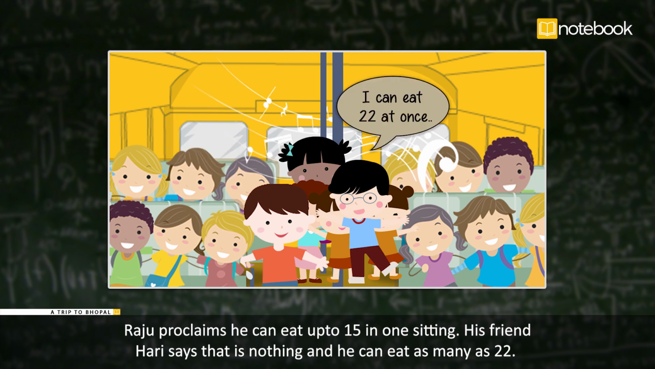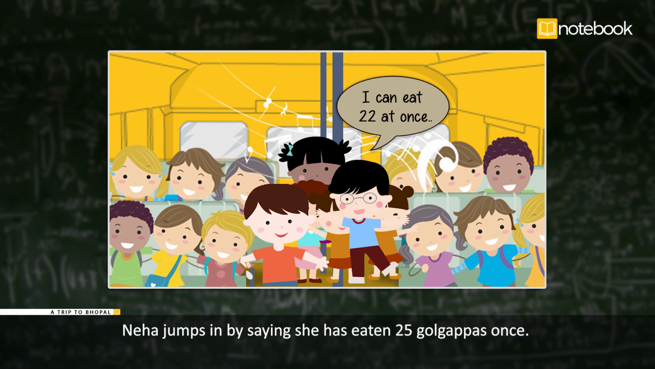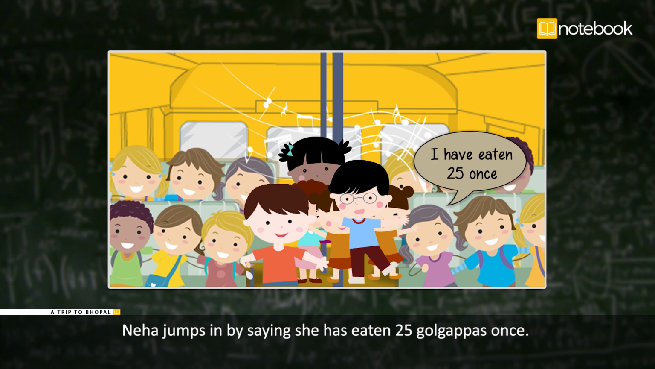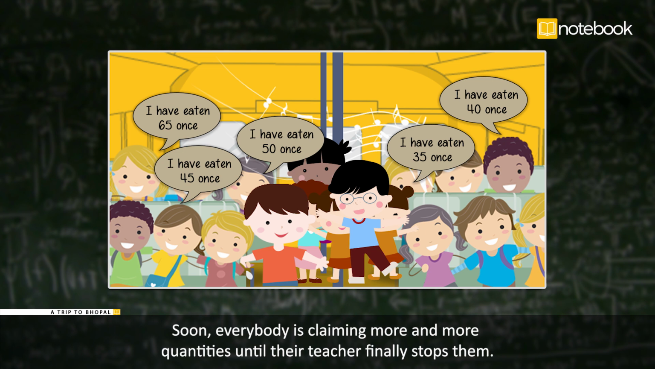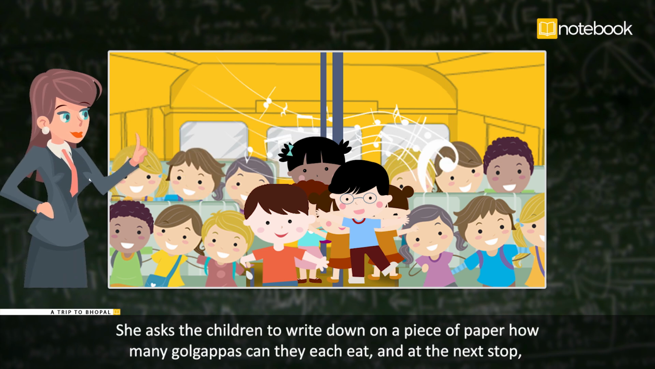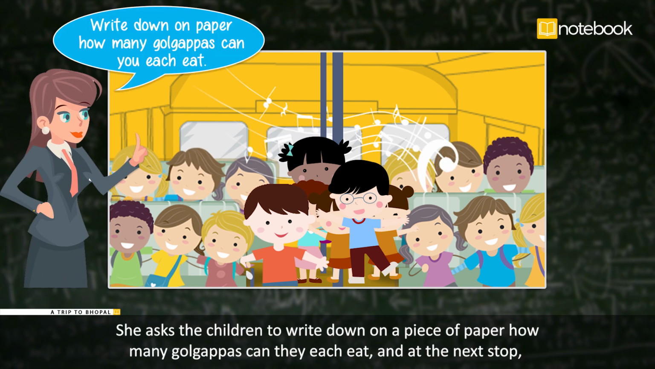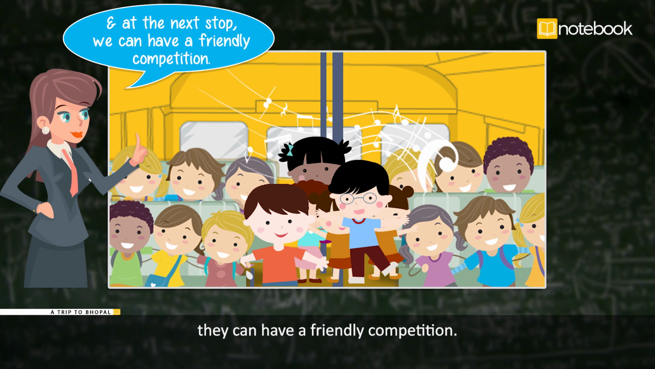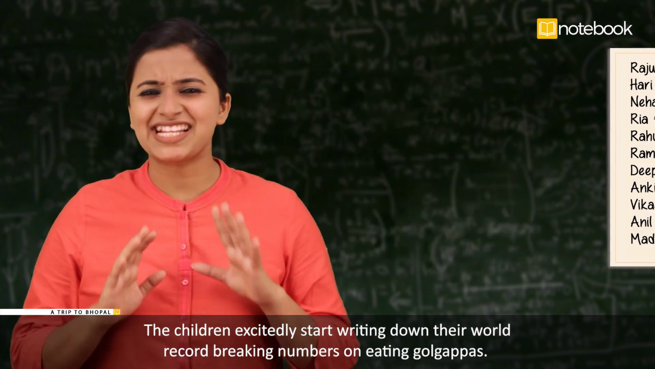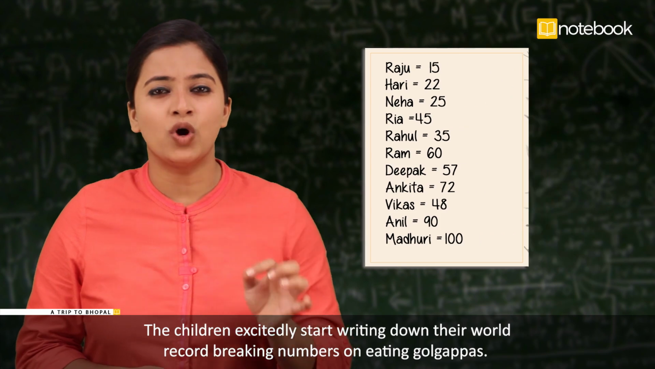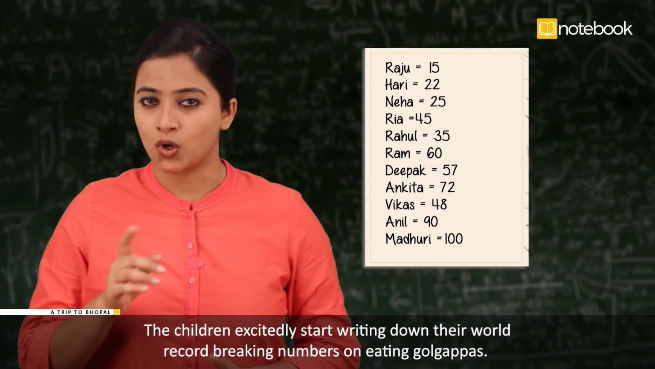His friend Hari says that is nothing and he can eat as many as 22. Neha jumps in by saying she has eaten 25 golgappas once. Soon, everybody is claiming more and more quantities until their teacher finally stops them. She asks the children to write down on a piece of paper how many golgappas they can each eat, and at the next stop, they can have a friendly competition. The children excitedly start writing down their world record breaking numbers on eating golgappas.